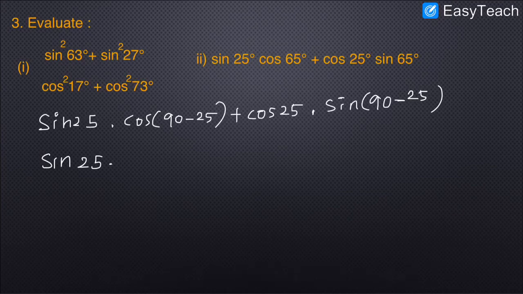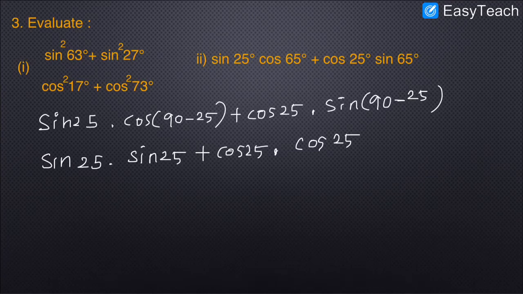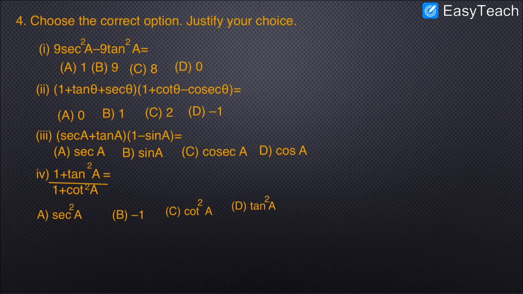Let's apply the complementary angle. So sin 25 dot cos 90 minus theta is sin theta. So sin 25 again, plus here cos 25 dot sin 90 minus theta is cos theta. So cos 25. So sin square theta, so sin square 25 plus cos square 25 equal 1.